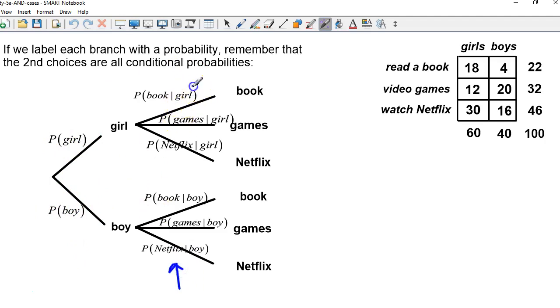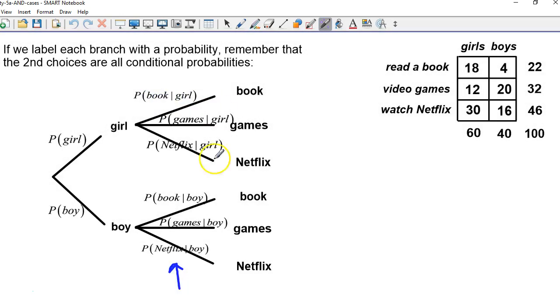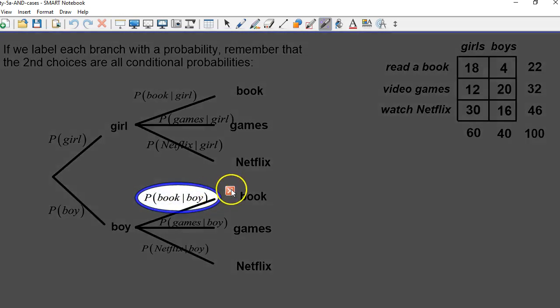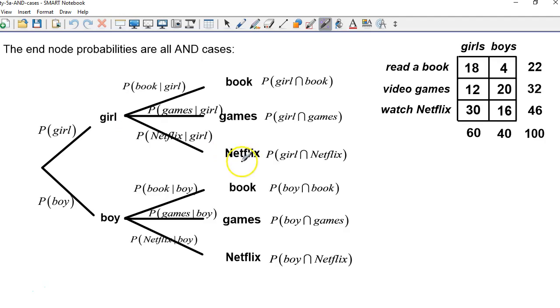This would be, for example, the probability that someone likes a book given that they're a girl. This one down here would be the probability that they like books given that they're a boy, right? Because we have to meet the condition to get to that portion of the tree. All right. And the end node probabilities are all the AND cases, right? To get to this spot in the tree, you have to be a girl and like a book. So this end probability out here would be the probability of being a girl and liking books. And this one down here would be the probability of being a boy and liking games.